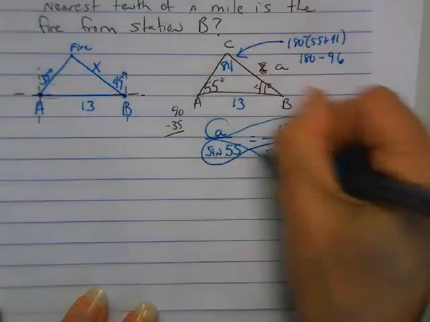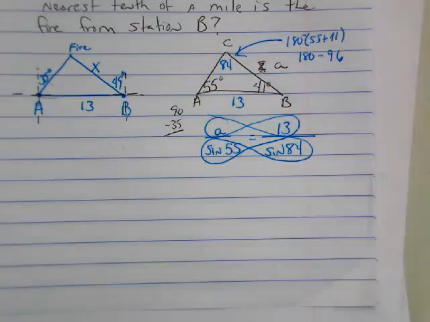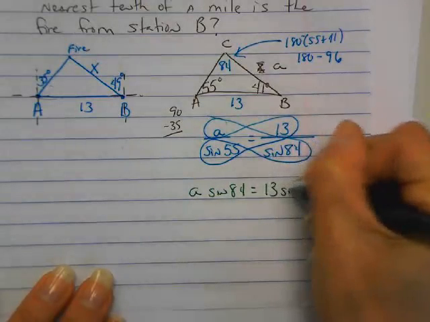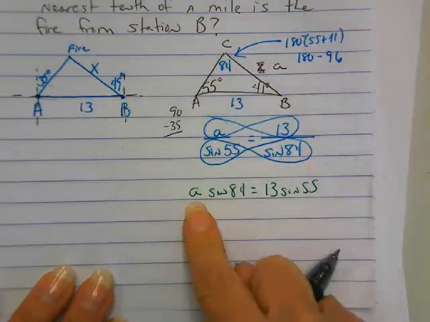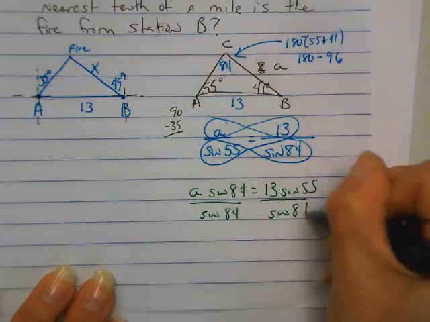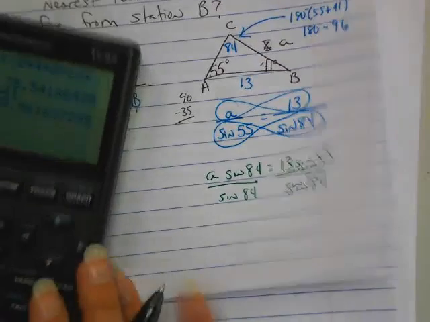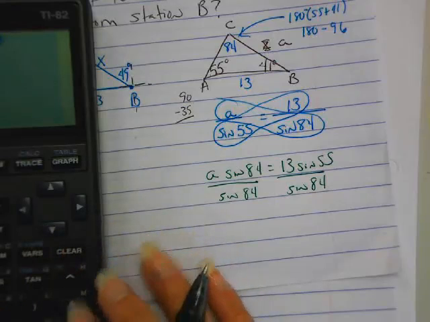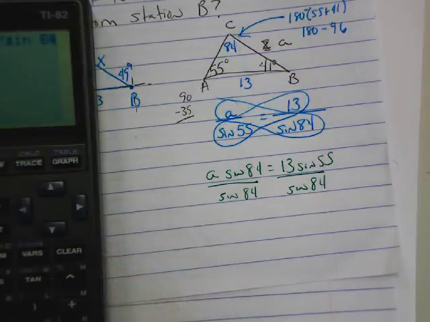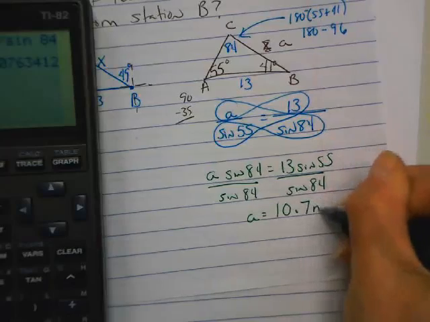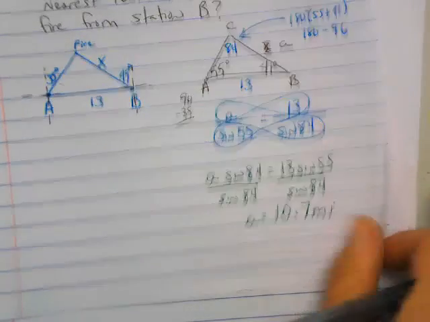Now, I'm going to write down all my work, but I'm hopeful that most of you have gotten to the point where you don't need to show all of this. So it's A times the sine of 84 equals 13 sine of 55. I want to get A by itself, so I divide by the sine of 84. So I grab my calculator, 13 times sine 55 divided by sine 84. And I get that A is 10.7 miles. Okay?